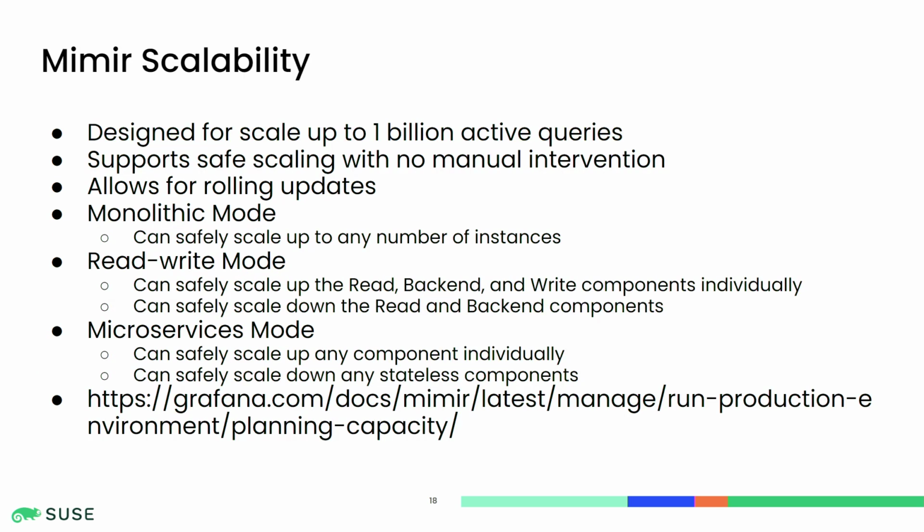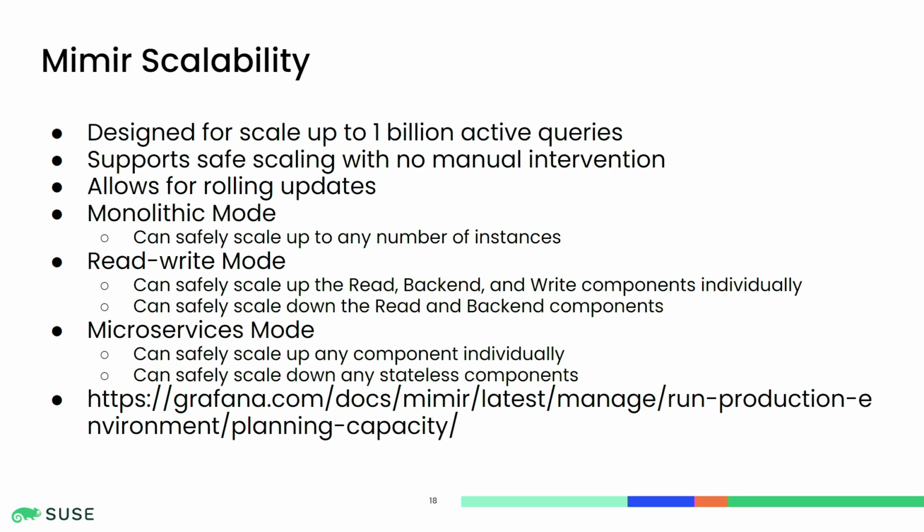So, more on Mimir scalability. As mentioned before, it allows up to 1 billion active queries, and it also supports safe scaling with no manual intervention, meaning that depending on how it's configured, when it's being overloaded, it'll automatically scale itself up. Now, Mimir runs in 3 distinct modes: the monolithic mode, read-write mode, and microservices mode.